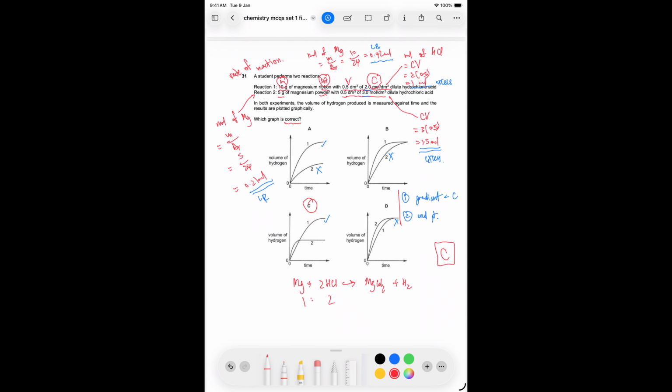So take note for this one, rate of reaction: the gradient depends on the concentration or mass. But in this case the endpoint depends on your limiting reactant, the mole of limiting reactant, which in this case is magnesium. So take note. Okay, moving on.